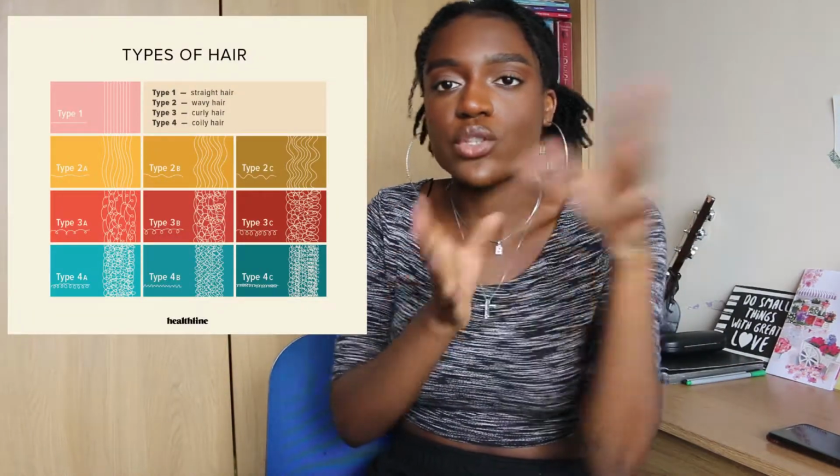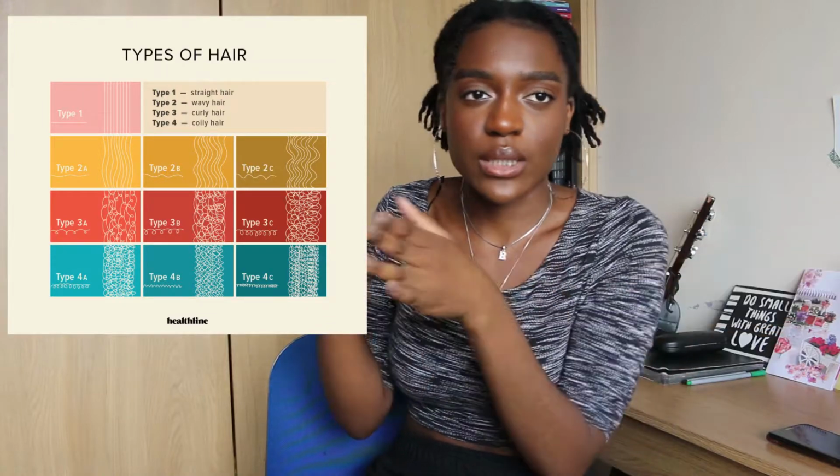There are 4 different categories, and within them they have subcategories. Type 1 is straight hair, type 2 is wavy hair, type 3 is curly hair, and type 4 is coily, kinky hair. I have type 4 hair. The system is split into A, B, C, going from the looser to the tightest curl in each of those categories.